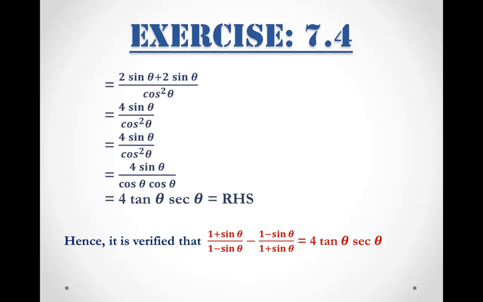So we have 4 sin theta over cos square theta. Splitting cos square theta as cos theta into cos theta, sin over cos we already know is equal to tan theta, and 1 over cos we already know is equal to secant theta. So our final step becomes 4 tan theta secant theta, that is equal to the right hand side. Hence we have proved that 1 plus sin theta over 1 minus sin theta minus 1 minus sin theta over 1 plus sin theta is equal to 4 tan theta into secant theta.